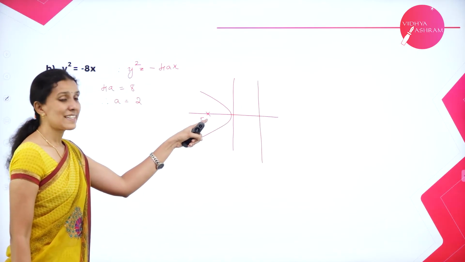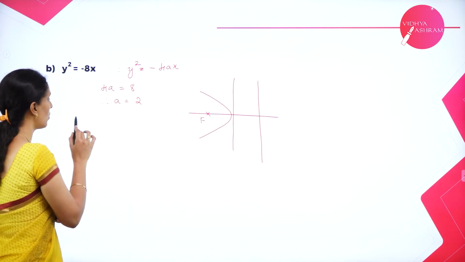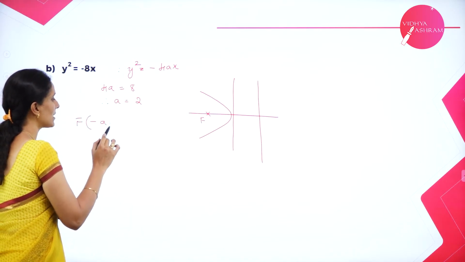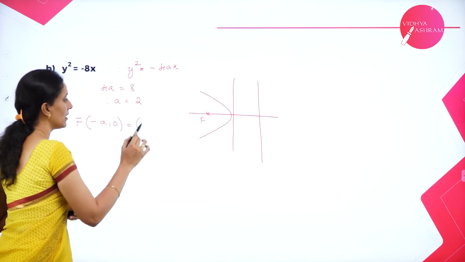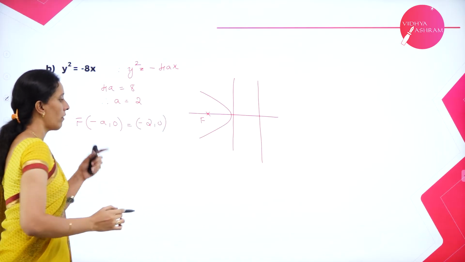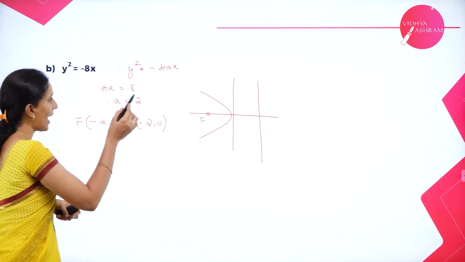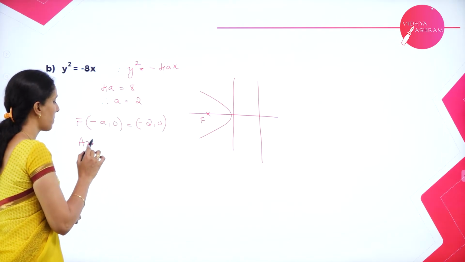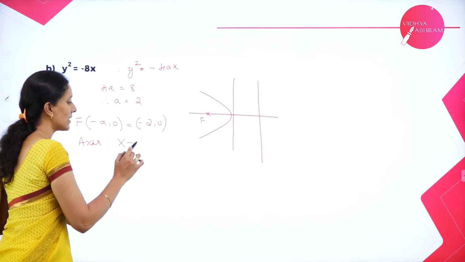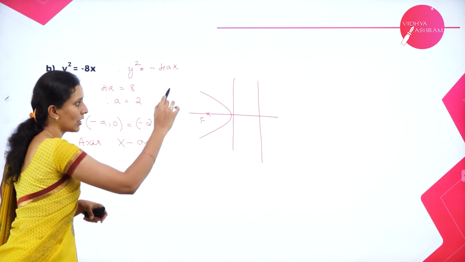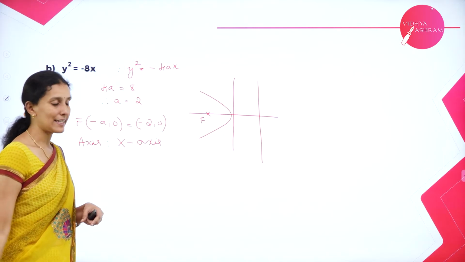So focus lies on the negative side of x-axis. So therefore focus becomes minus a, 0. So here it is minus 2, 0. When focus is minus 2, equation of directrix is plus 2. And axis, let us write axis. Axis of parabola is again x-axis because the curve opens towards x-axis.